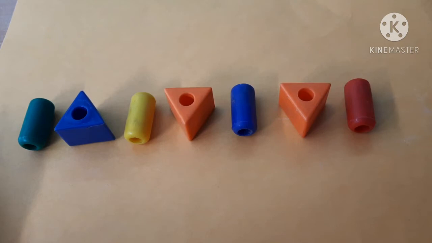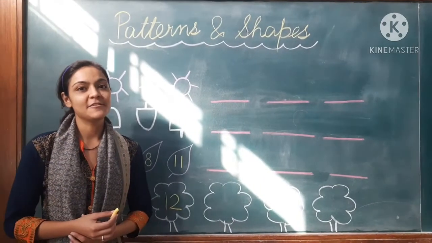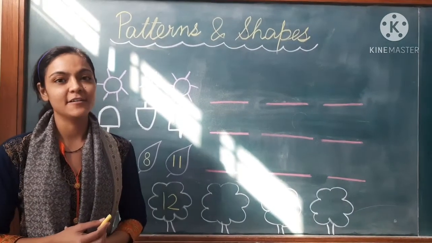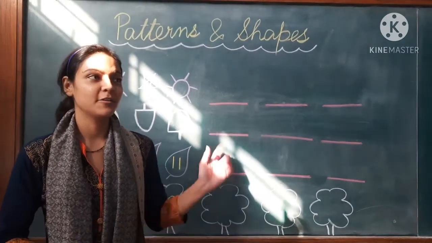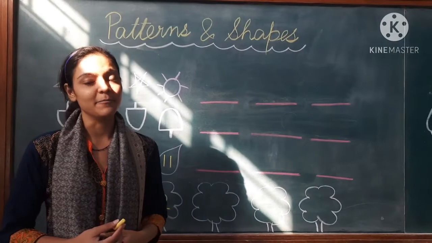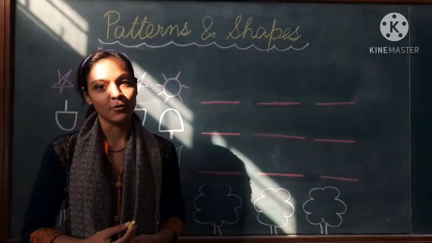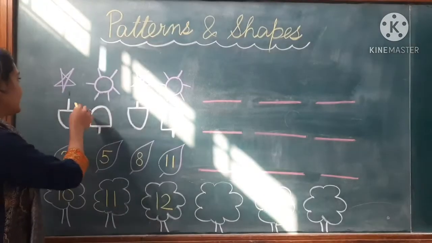So let us begin our new chapter, chapter number 10, patterns and shapes. So students, as we had done in the activity, we had learned to complete the sequences. So on the blackboard also, let us learn to complete the sequences given. Okay. So look at the blackboard.